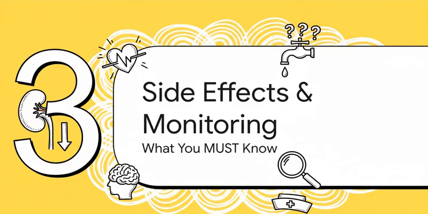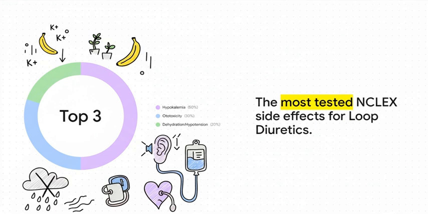Okay, everyone, lean in for this part because this is the most important section. The NCLEX absolutely loves to test your knowledge of side effects and what you, as the nurse, are supposed to do about them. This is where you're going to score those crucial points. If you only have room in your brain for 3 things about furosemide, make it these 3. Number 1, the biggest, most tested side effect is hypokalemia. That's low potassium. Number 2 is ototoxicity, which is hearing damage.